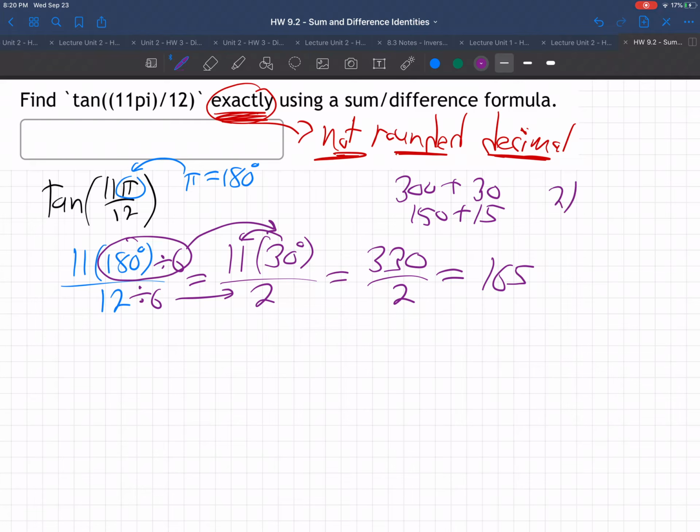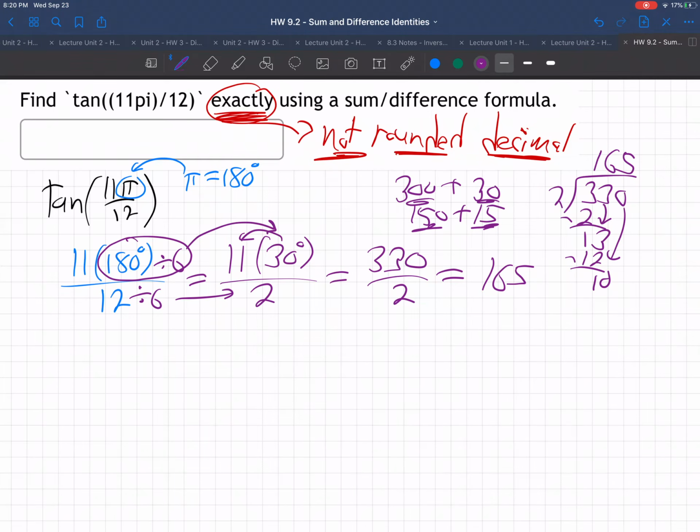You can long divide if you want by hand. 330, 2 goes into 3 one time, bring down the 3. 6 times, bring down the 0. 5 times. There it is, 165. Half of 300 and half of 30: 150 and 15, 165. All right, so we got the angle.